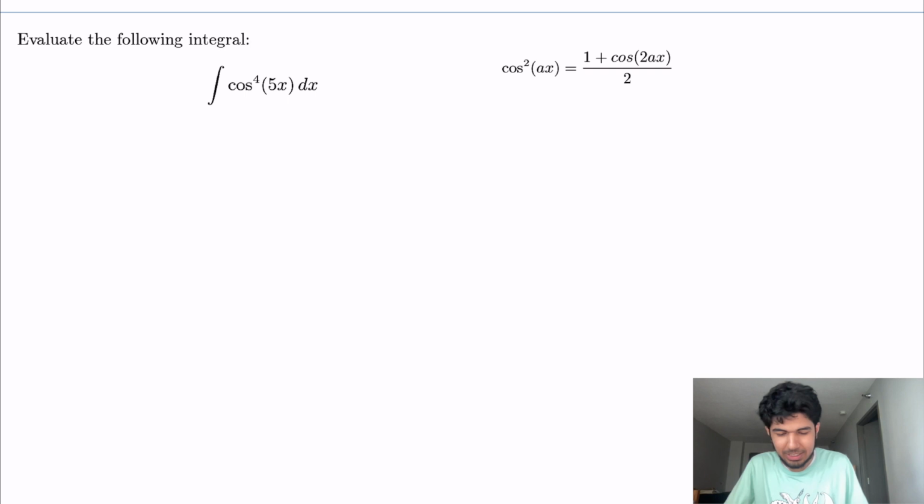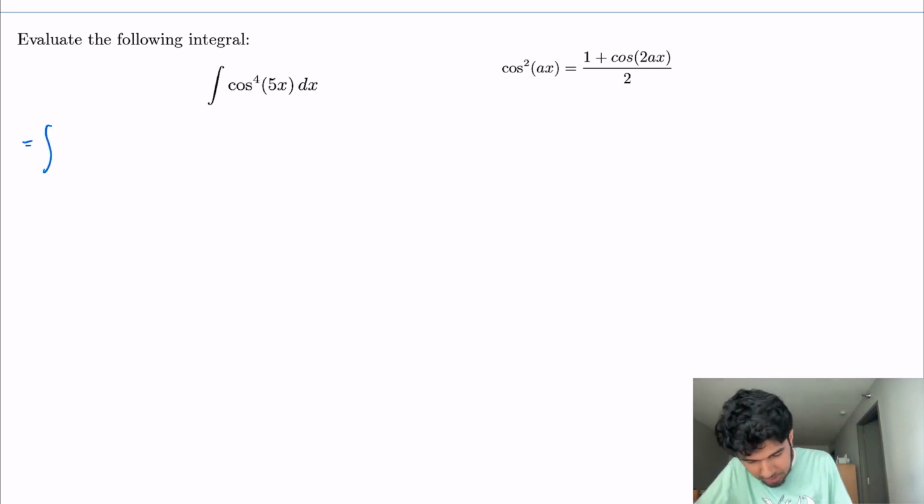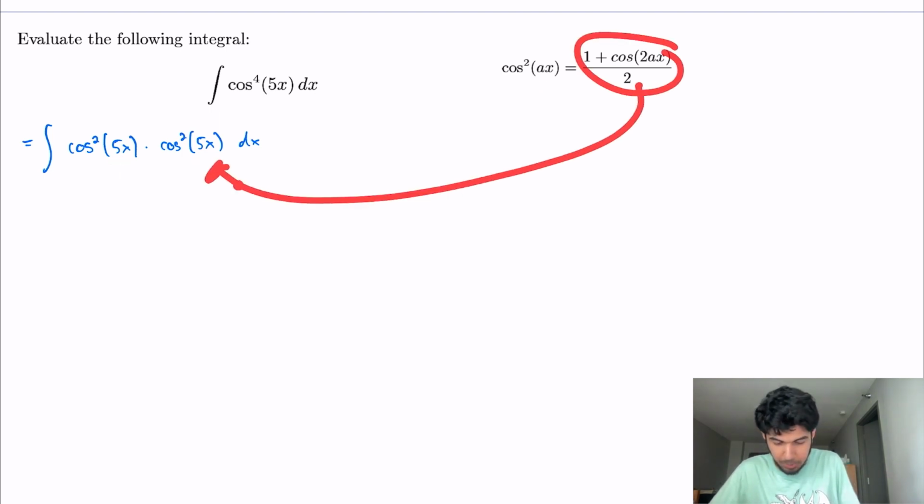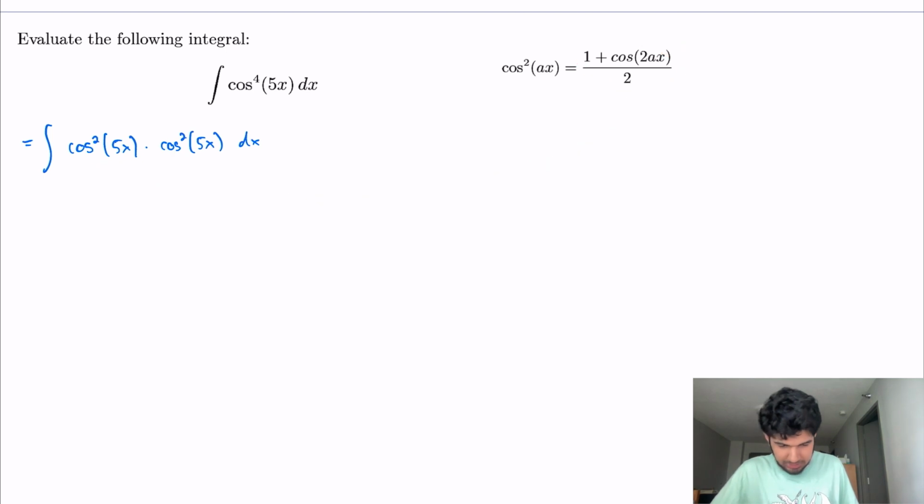How are we going to approach this? Well, we can split apart cosine to the fourth into cosine squared times cosine squared. So we can say that this is equal to the integral of cosine squared of 5x times cosine squared of 5x dx. And now we can use the half-angle formula for both of these. We see a cosine squared, which we can substitute in. A in this case will be 5. So we're going to put this in for both of the terms here. So let's see what happens.